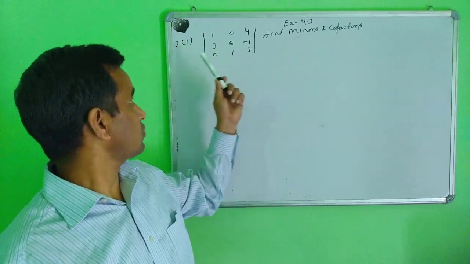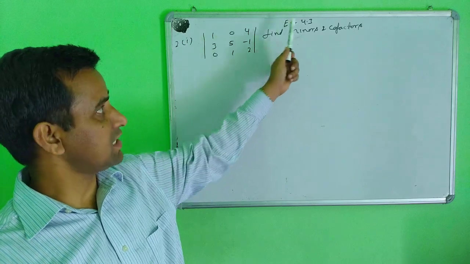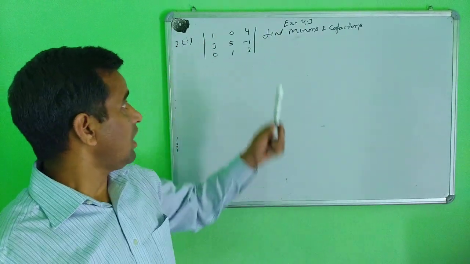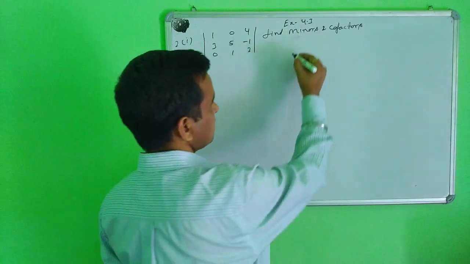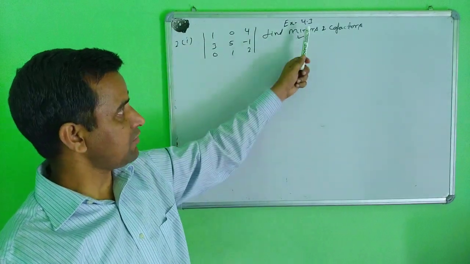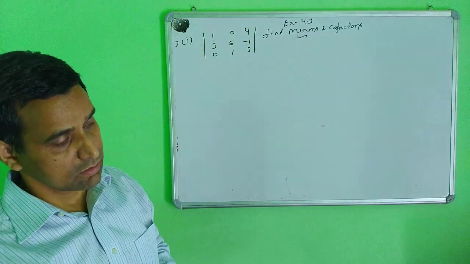Yes. Next question, I am taking the first part of question number two, exercise 4.3. This is a very simple exercise. I am taking the 3 by 3 order determinant and finding the minors. First I will find the minors, then find the cofactors of these determinants.